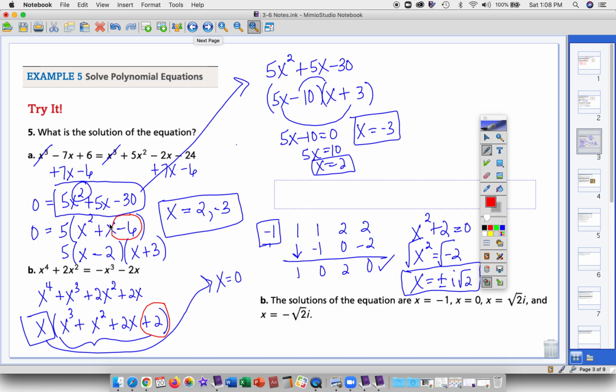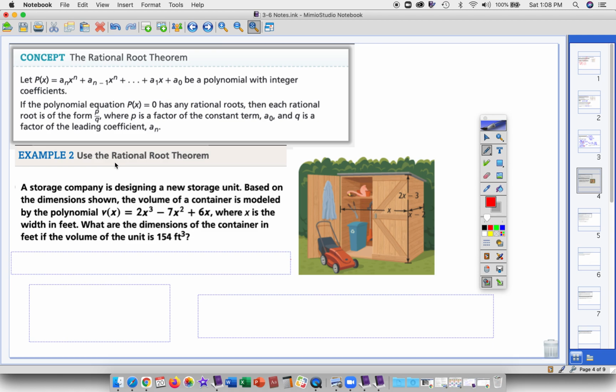In the next example, we got this one down to where the constant was a -6. Our solutions ended up being 2 and -3. And then for this last one, our constant was a 2. We got a -1, but still always factors of the constant.